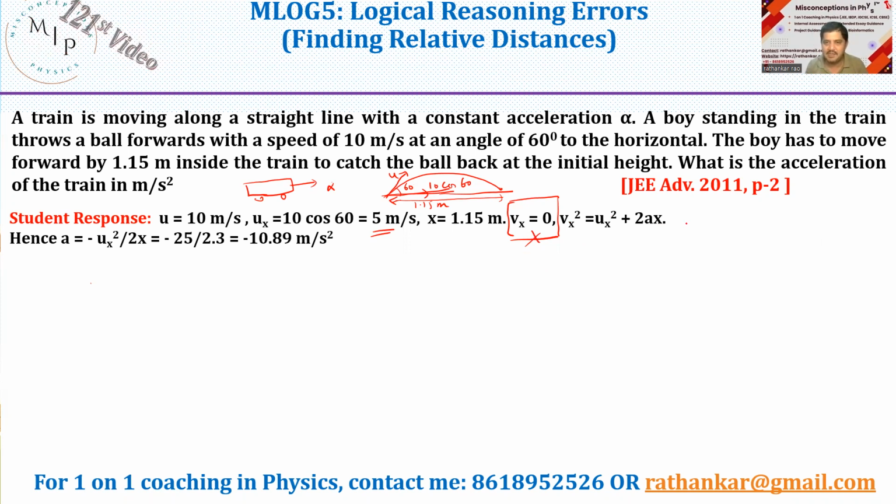And finally, he uses this equation: Vx square equal to ux square plus 2ax. V square equal to u square plus 2ax along the x-axis. That's why I have written x over here. And as a result of it, he finds the acceleration, and he gets the acceleration negative, minus 10.89.